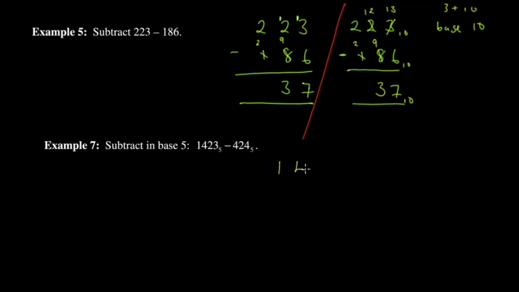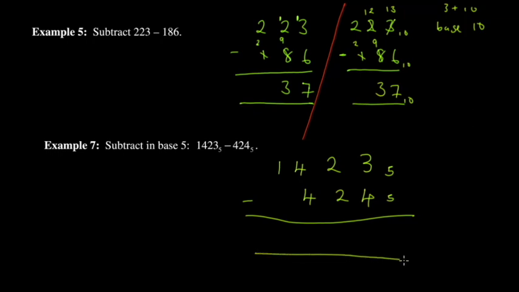So you have 1, 4, 2, 3. This is in base 5. Okay, so my threes are very lousy. Let me write them properly here. So this one would be 3. Okay, so 4, 2, 4, base 5. And then you're asked to do the subtraction. Okay, so you'd say 3 minus 4.